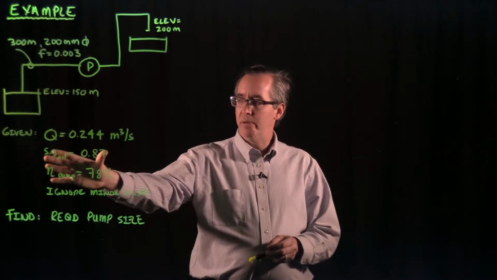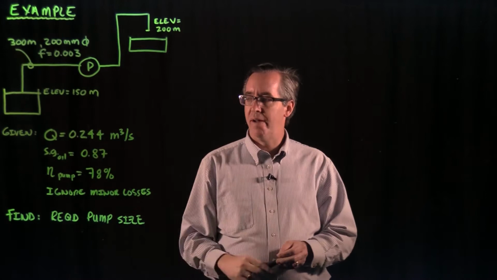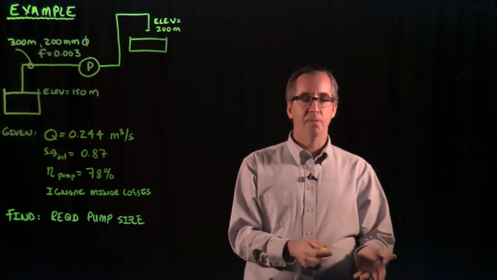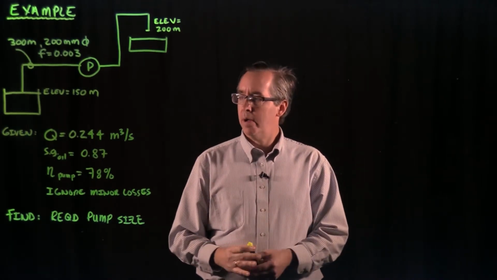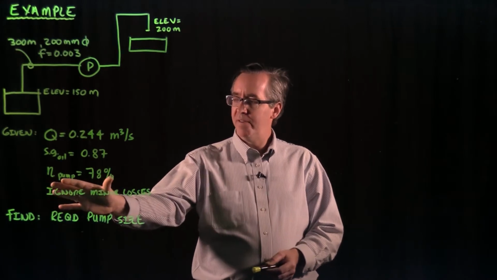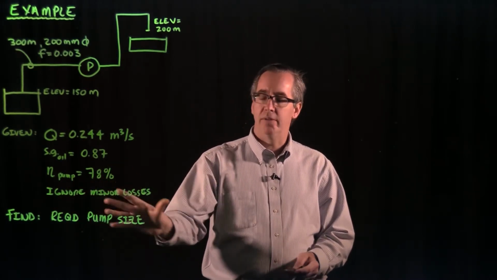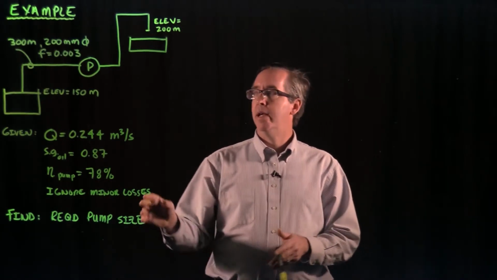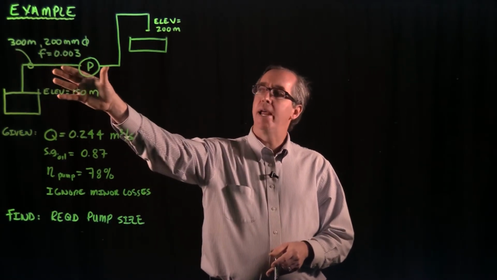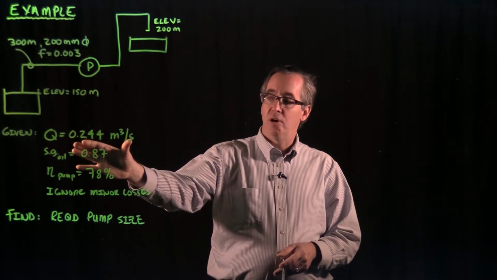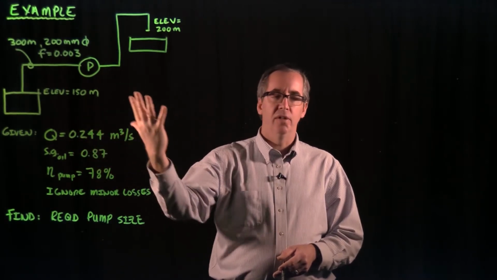Again, as I mentioned, we know that it's an oil. It's got a specific gravity of 0.87, so it's roughly 87% the weight of water. We're given a pump efficiency of 78%, and in this problem, we're going to be ignoring the minor losses. Essentially, what we're assuming is that with the length of the pipe and the large flow that we have, our friction losses are going to govern.